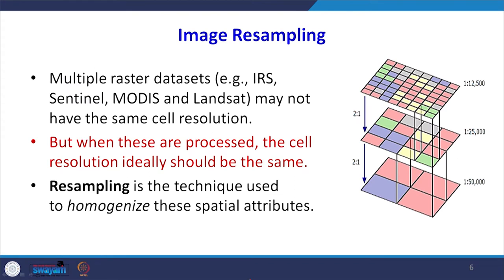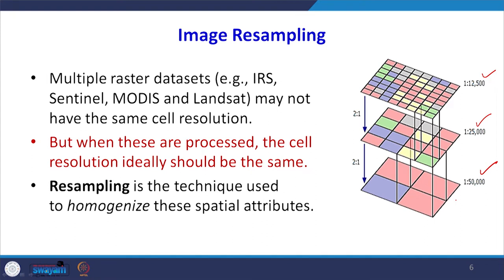Now, this example shows that there are three data sets with me. One is at 1:12,500 scale. Another data is 1:25,000 scale. And the third data is 1:50,000 scale. So here at 1:50,000, I have only four pixels. The pixels will increase to 16 pixels as I change the scale from 1:50,000 to 1:25,000. The pixels will further increase. So the ratio will be 1:2, but the number of pixels has increased.